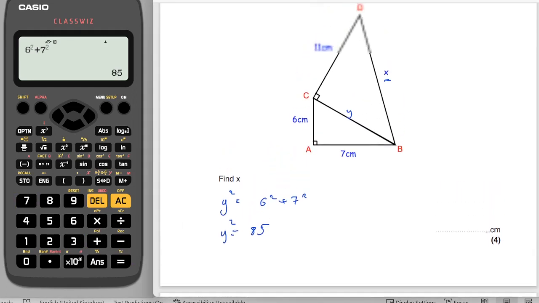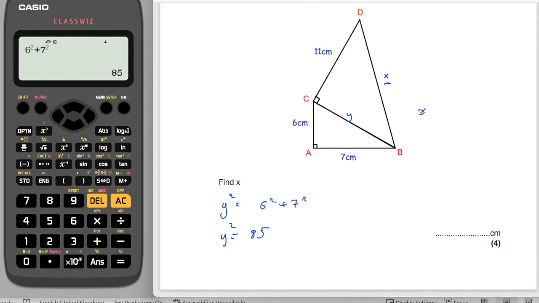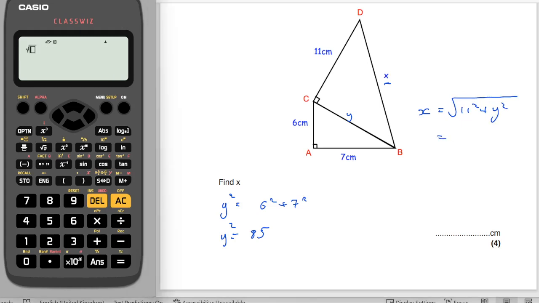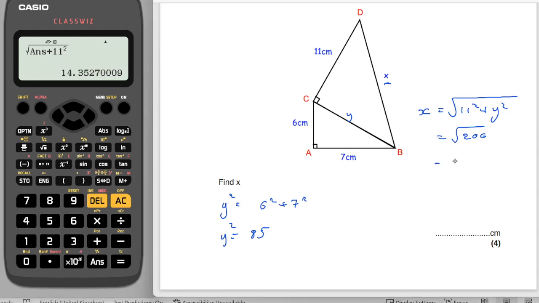For the second bit then, to find X, again, I'm finding the hypotenuse. So X squared is going to be equal to 11 squared plus Y squared. And we've already got Y squared. So X is going to be equal to the square root of my answer plus 11 squared. So it's going to be the square root of 206. So as a decimal, that's going to be 14.3527. So I'm going to give my length as 14.35 to 2 decimal places.